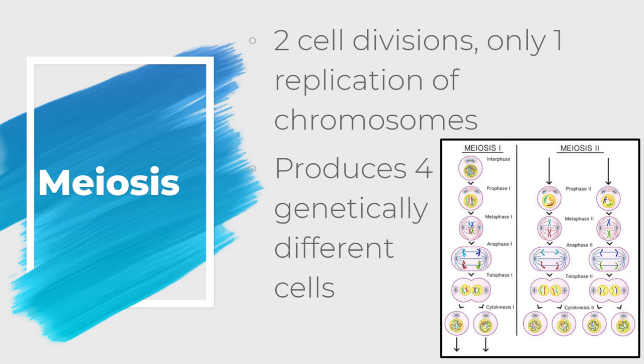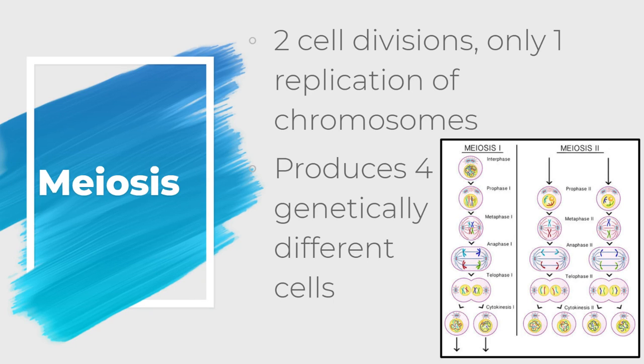Meiosis has two cell divisions, right? In mitosis, you just had the one. In meiosis, you have two cell divisions, but there's only one replication of the chromosomes, right? So in mitosis, we had a replication of chromosomes, but then the cell only divided one time, so that each new cell had a full set of chromosomes.